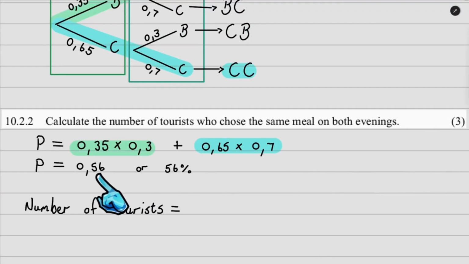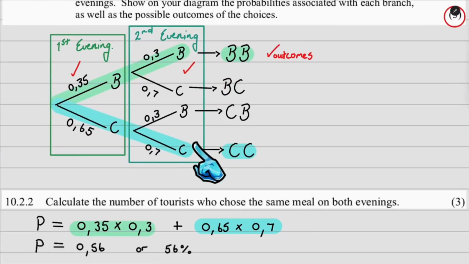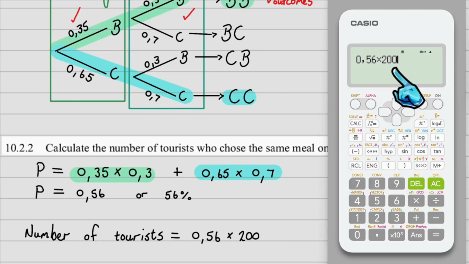Another logical way to see the 0.56 is you can see it as 56% of people chose the same meal on both evenings. Now, if I want to get the number of tourists, I'm going to say 0.56 or 56% times the total number of tourists, which is 200. Just going to pop that in the calculator, press equals, and it tells me 112 people chose the same meal on both evenings.